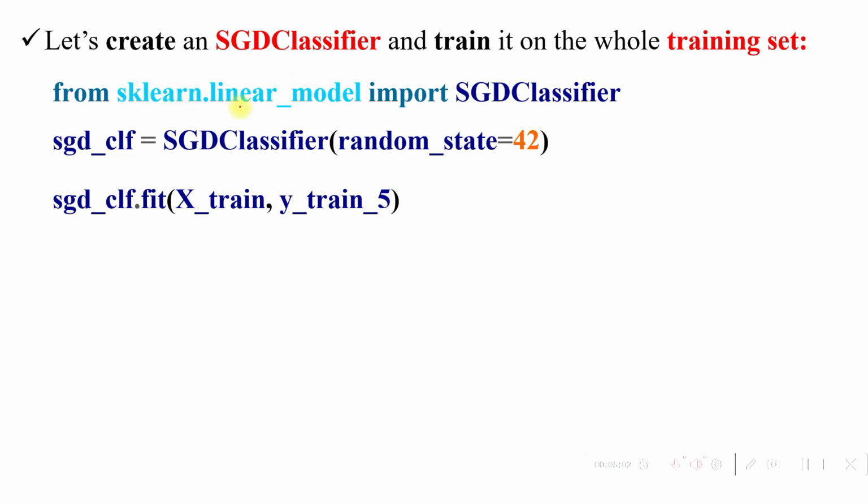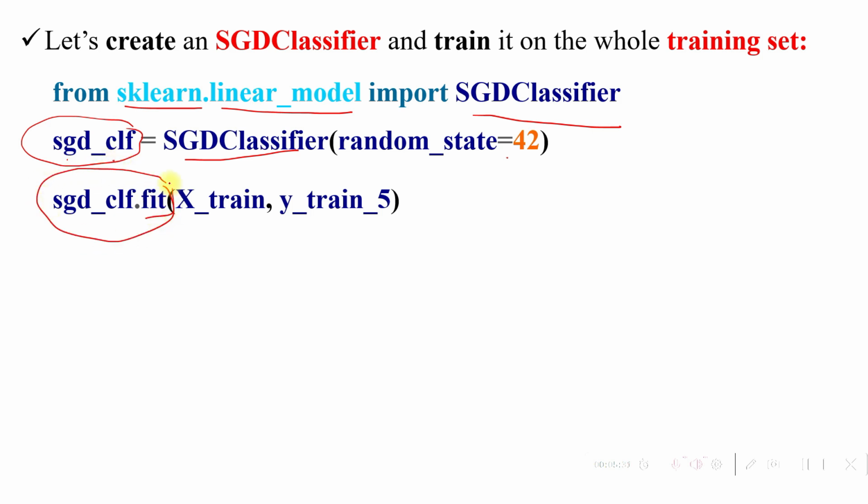Now we are going to train our model with the help of the stochastic gradient classifier. For that we import SGDClassifier from sklearn.linear_model. Then we create an object for the stochastic gradient classifier, providing random_state equal to 42. So now our model is a stochastic gradient classifier, and for that classifier we are going to use the fit function.